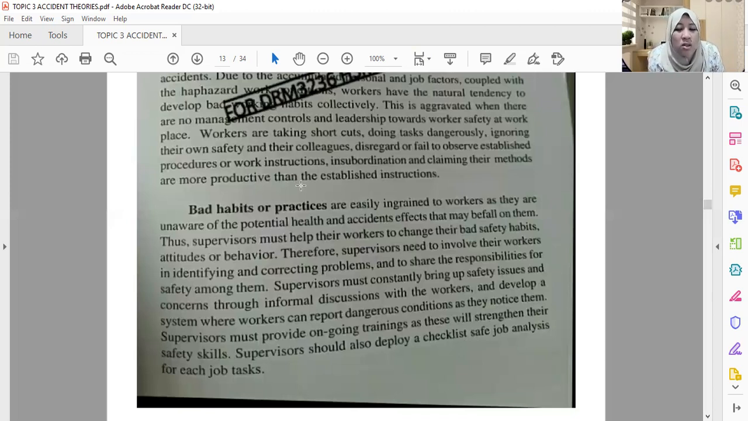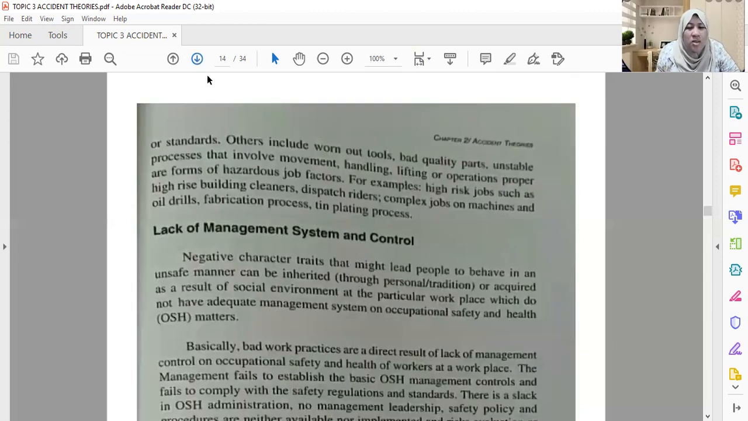Alright. So the next one, the supervisor should also deploy a checklist, a safe job analysis for each job task. Meaning you have to make sure there is a checklist of what to do next, and next, and next, to ensure that the job task is done completely.